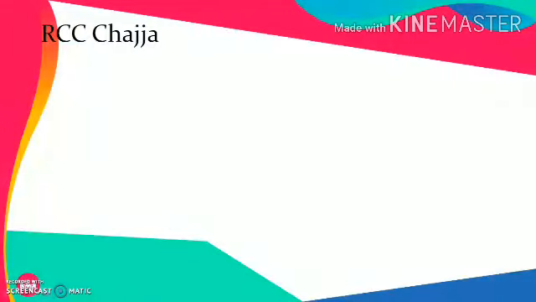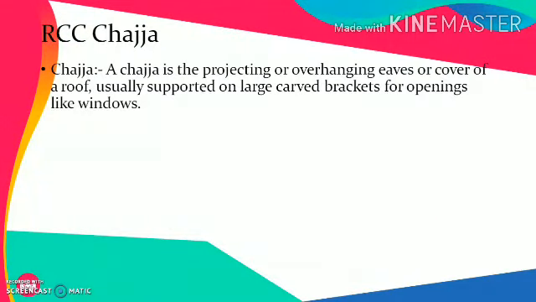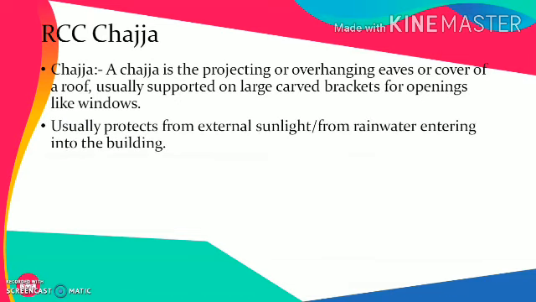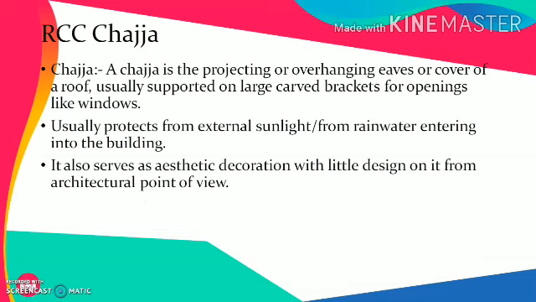Next is RCC Chajja. Chajja is the projecting or overhanging eaves or corner of a roof, usually supported on large carved brackets for opening like windows. It usually protects the opening from external sunlight and from rainwater entering into the building. It also serves as aesthetic decoration with little design on it from the architectural point of view too.